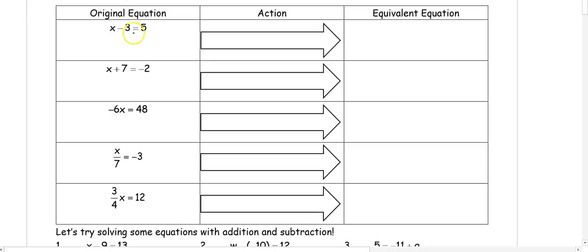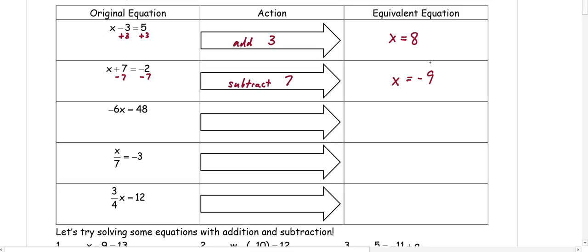So in the first one we have x minus 3 equals 5. So to get x by itself, it's subtraction. The inverse of subtraction is addition. So we would add 3 to both sides and we would get x equals 8. We're doing inverses so that this number by the x can cancel out. The next one, x plus 7 equals negative 2. So the inverse of addition is subtraction, so we're going to subtract 7 from both sides. And we get x equals negative 9.